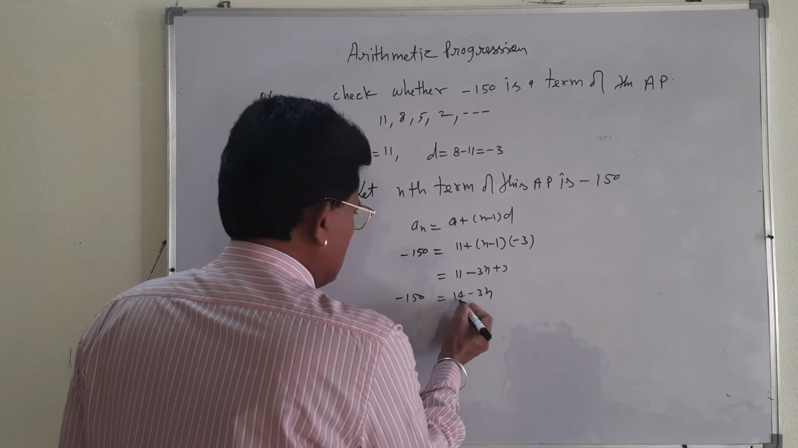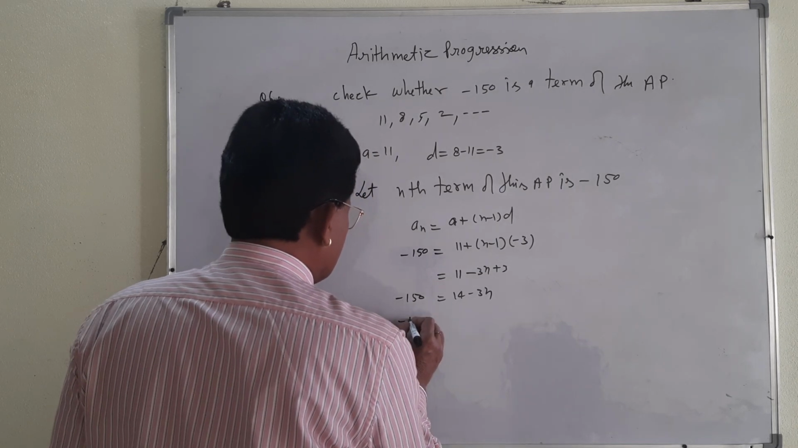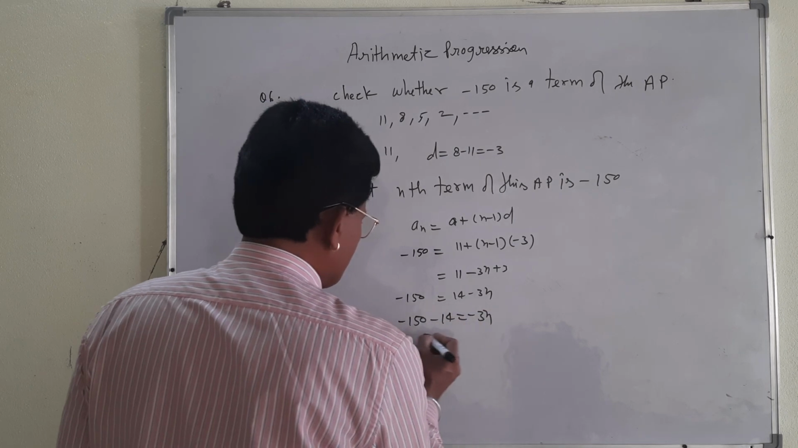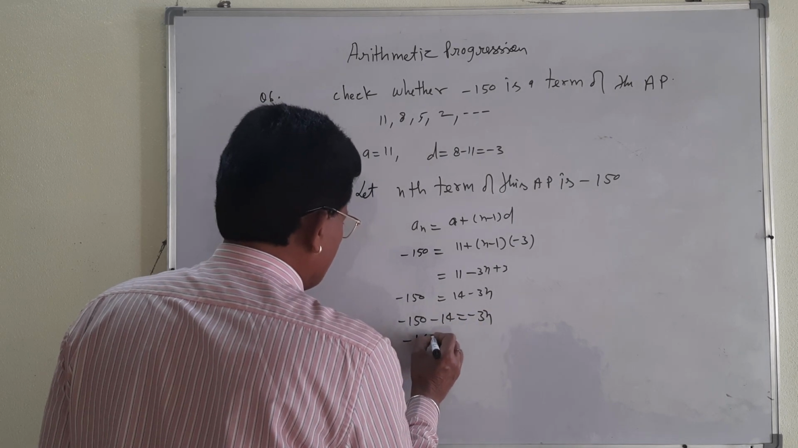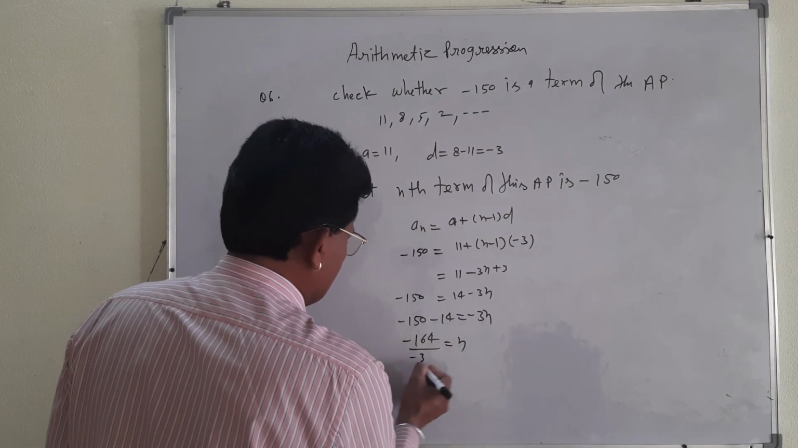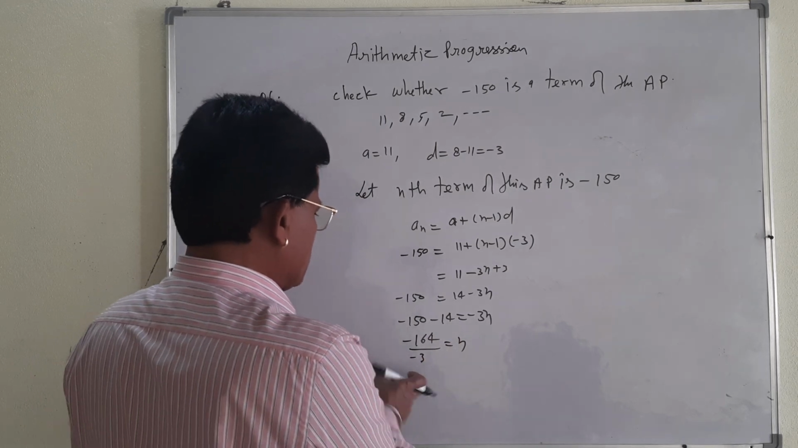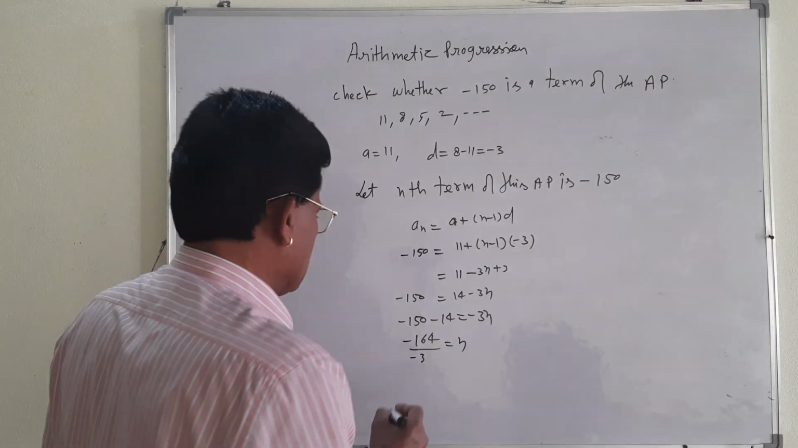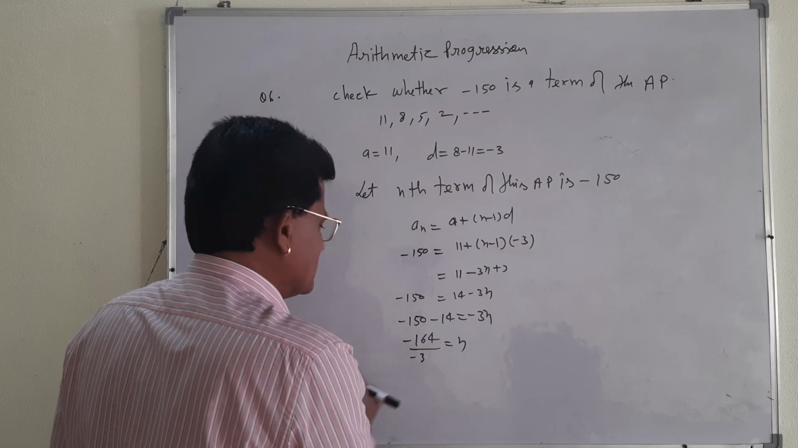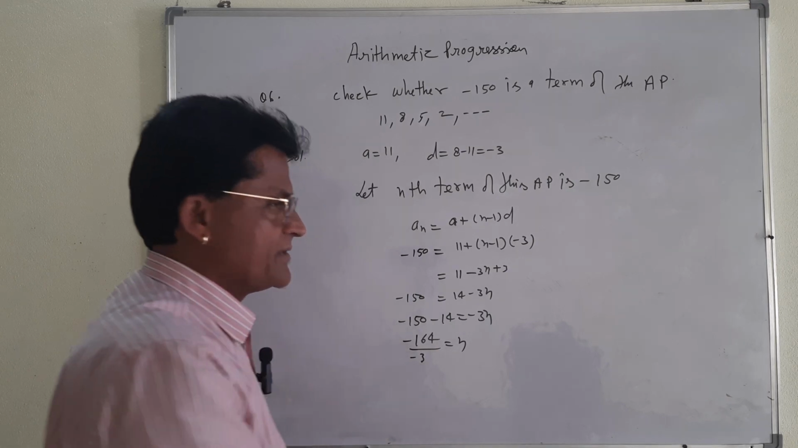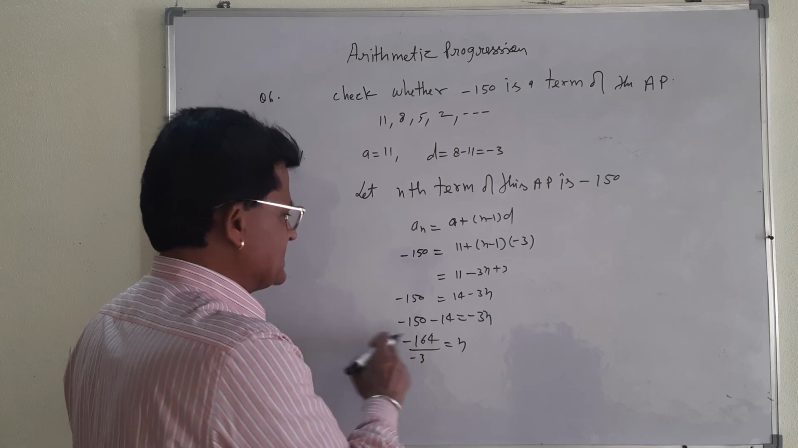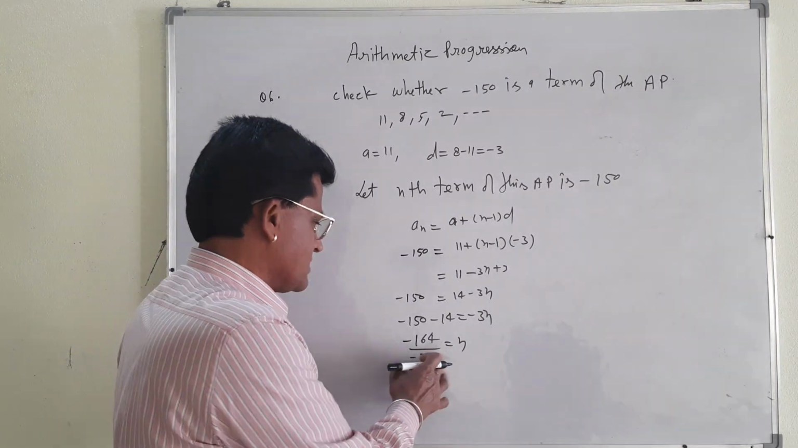My dear student, you take 14 from the right side to the left side: minus 150 minus 14 will be equal to minus 3n. It will be minus 164, I think. You divide it by minus 3, it will be equal to n. Negative sign will be cancelled by negative sign. Can you cancel it? No, it will not be divisible. Why is it not divisible? Because its value will not be an integer.